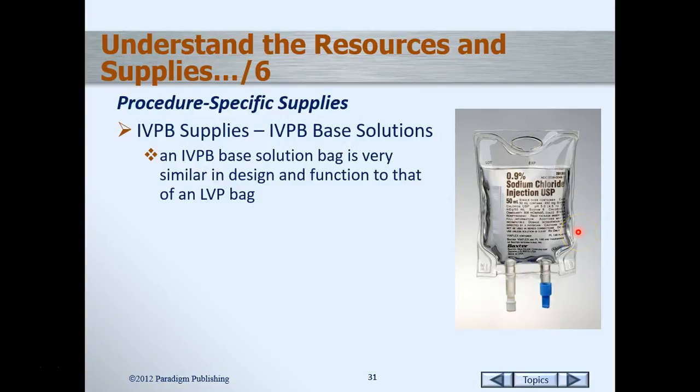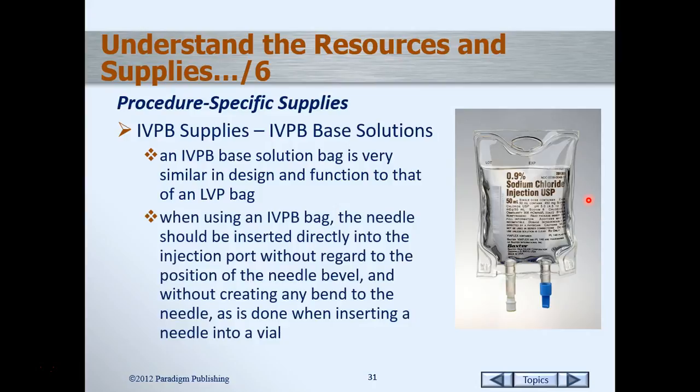Additional supplies include the piggyback base solution. We've talked about this previously. Most often you're going to use a 50 milliliter or a 100 milliliter bag, either normal saline or D5W, to make a piggyback. When inserting the needle into the port, you go straight in. You're not worried about bevel up, bevel down, or angle. You want to make sure it goes straight in so that you don't puncture the side. You want to go straight in, even though I can't draw straight.